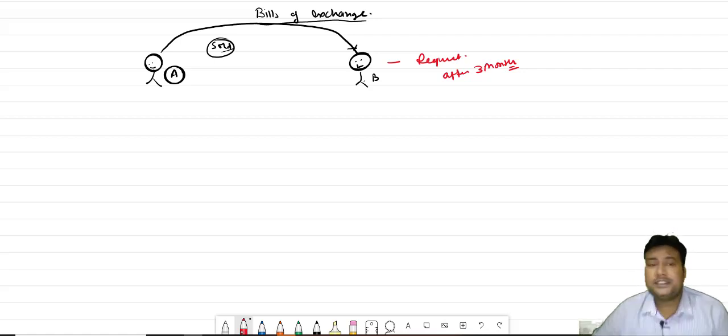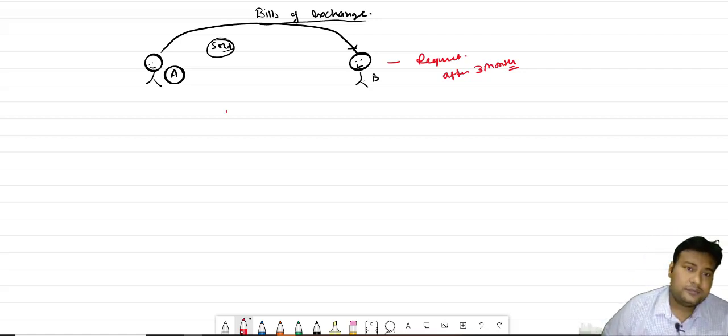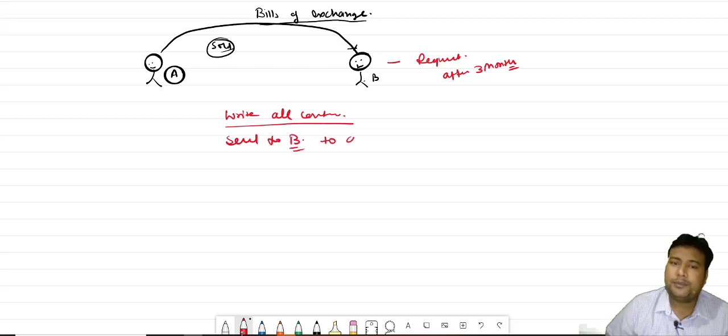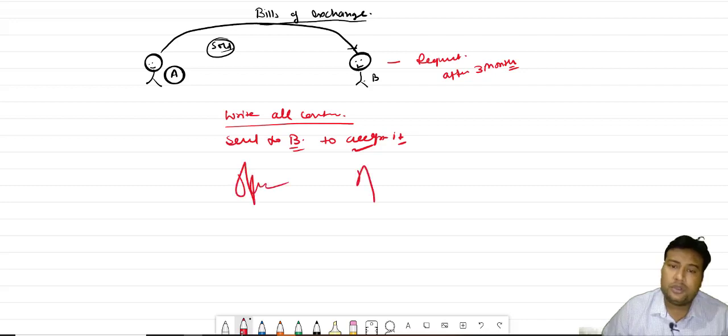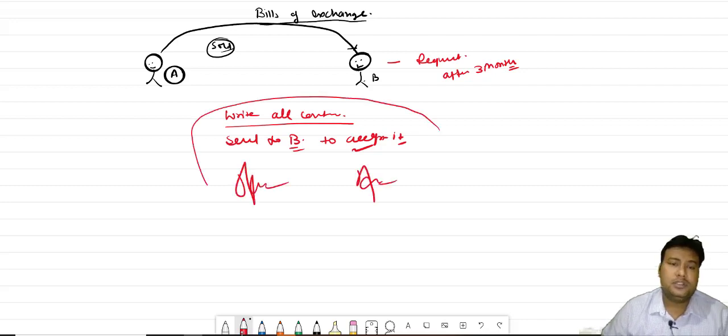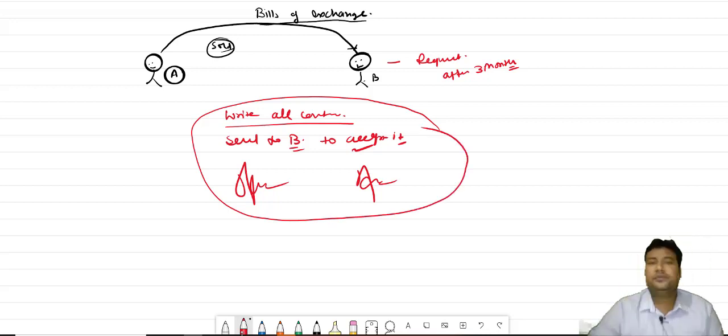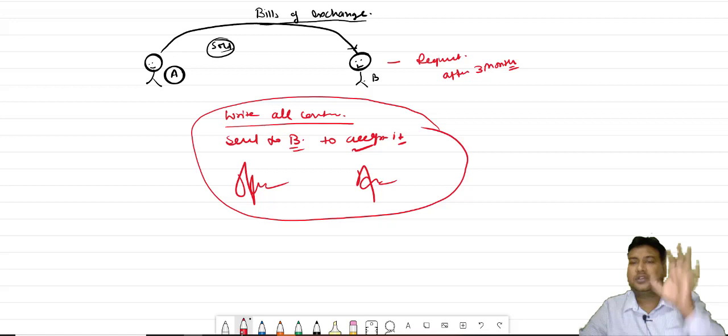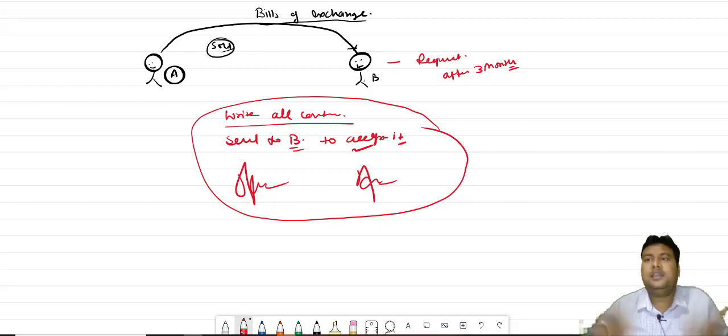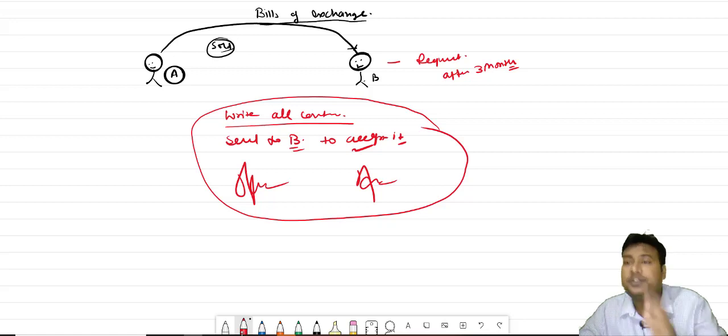So for the future safety, A writes all this content and sends it to B to accept it. Now B accepted, both parties put the signature on that, and this paper is known as bills of exchange. Theek hai beta, this paper is known as bills of exchange. So this is in layman language. Now we will understand the meaning in professional language also.